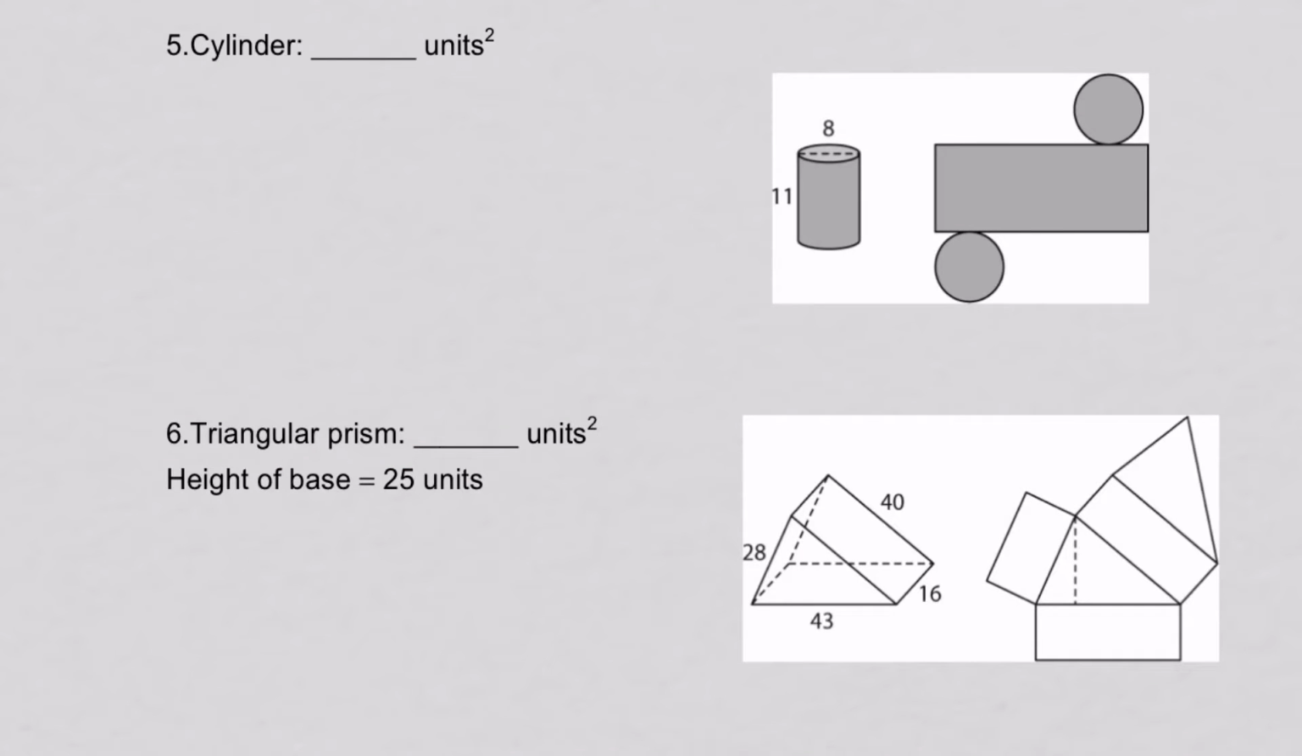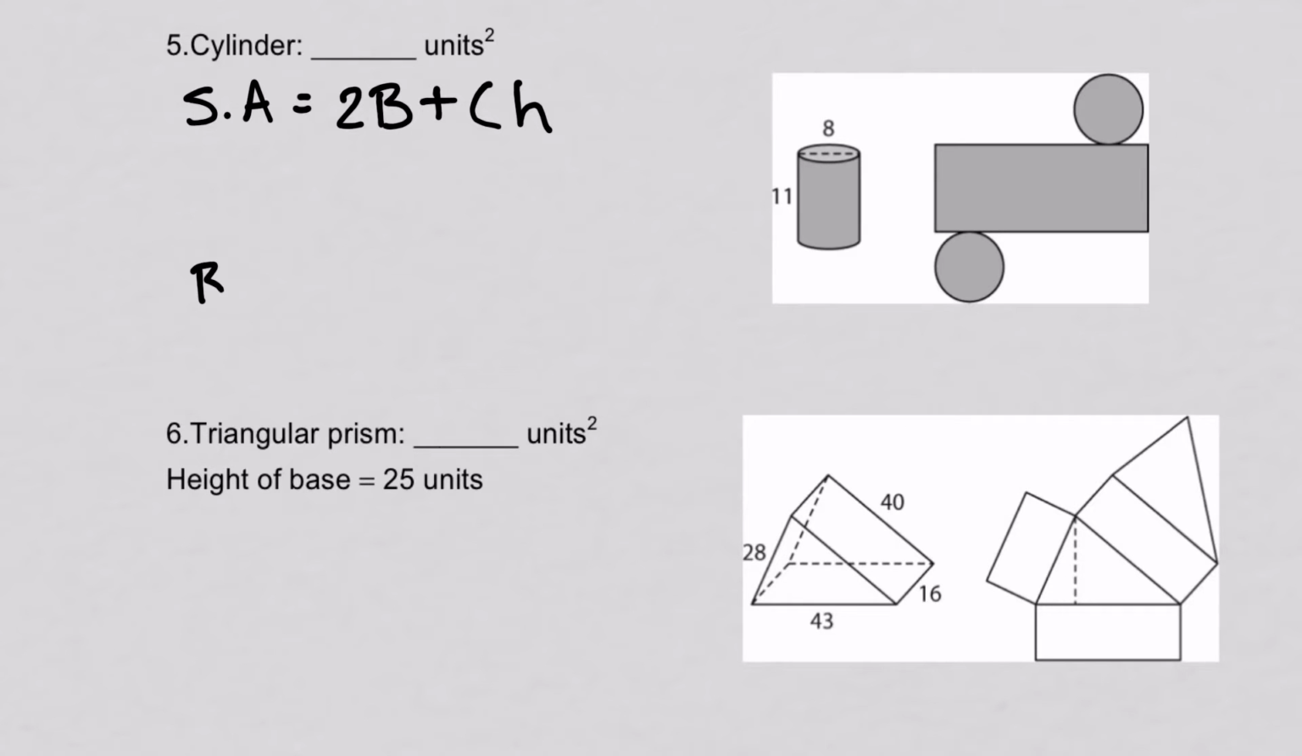All right, number 5 is a much simpler one. Okay, it's just a basic cylinder, nothing composite about it. So you want to find the surface area. You're basically just going to use the formula. Surface area of a cylinder is 2 times the area of the base plus the circumference times the height of the cylinder. Okay. So we need 3 things in this case.